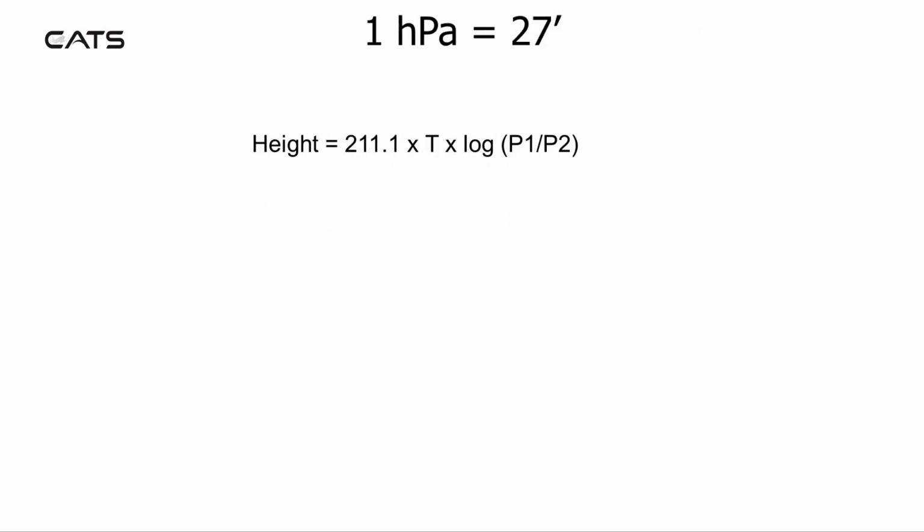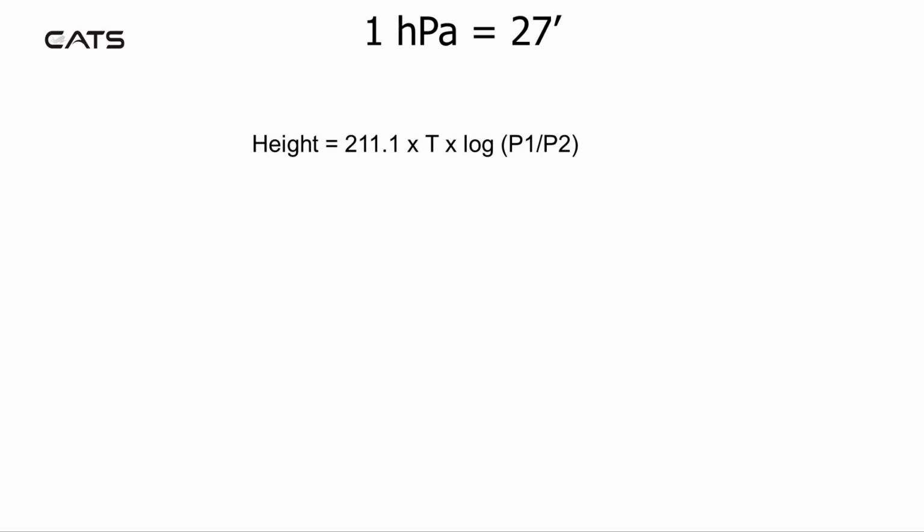1 hectopascal equals 27 feet. The formula for deriving this is height equals 211.1 multiplied by the temperature in Kelvin multiplied by the log of the pressure at one altitude divided by the pressure at another altitude. For example, the pressure at sea level is 1013 and 1 hectopascal above this will be 1012.